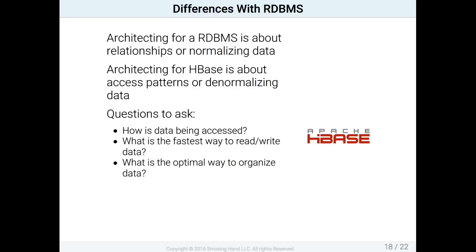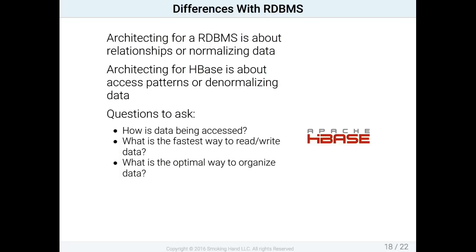Your focus is going to be on that because you're going to be saying, how is this data going to be accessed? You need to understand how it's going to be accessed because you're going to be putting them together in column families together. You're going to be thinking about how you create an Avro schema. But you're also going to be thinking about what is the fastest way I can read and write that data. You're going to be favoring denormalization instead of normalization.